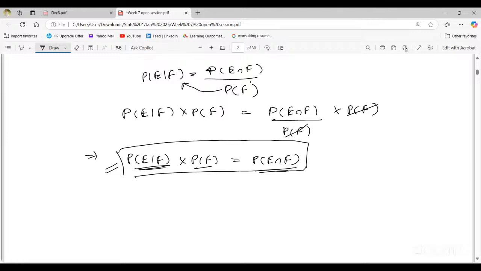Any doubts or any confusion? No, ma'am. Is this fine? Is this multiplication rule fine? This formula? Anybody having any doubts? Nobody's saying anything. No, ma'am, we're fine. We are fine.